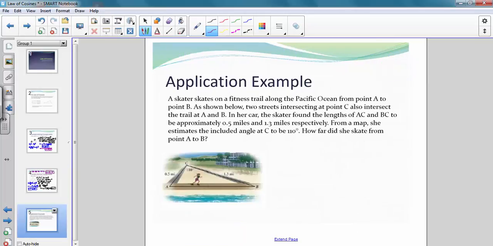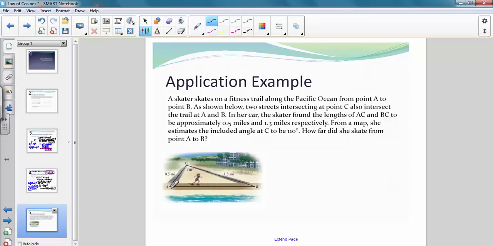All right, now we have an application example. It says a skater skates on a fitness trail along the Pacific Ocean from point A to point B. As shown below, the two streets intersect at point C. They also intersect the trail at A and B. In her car, the skater found the lengths of AC and BC to be approximately 0.5 miles and 1.3 miles respectively. From a map, she estimates the included angle at C to be 110 degrees. How far did she skate from point A to point B?